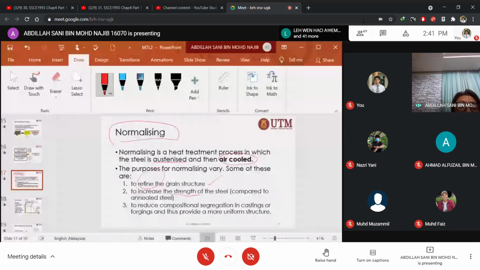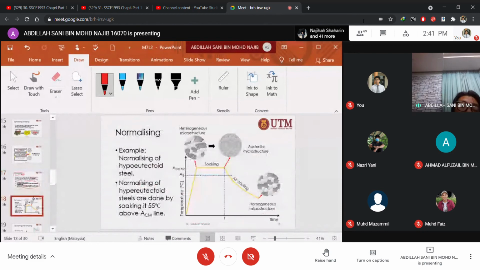Normalizing is used to reduce compositional segregation in casting. I think we have touched on that. When we do casting, there will be cored structure due to the difference of temperature. To reduce that, to eliminate that, we apply this kind of process. These are the purposes of normalizing.